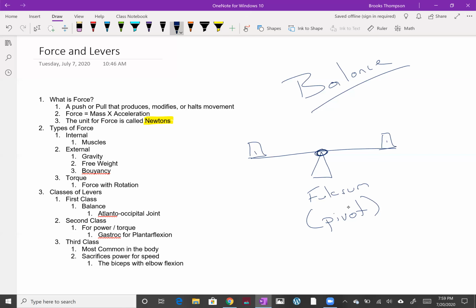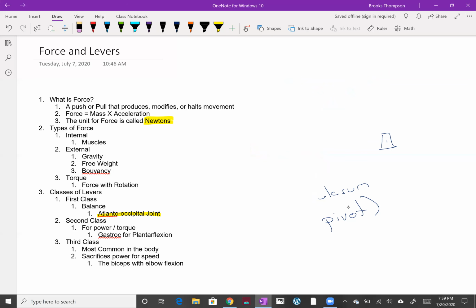Our example in the body is the atlanto-occipital joint. So that is where the skull rests on the atlas, or C1. And when posture is optimal, the body doesn't have to use a lot of energy to keep your head from falling forward or backward. Now, when you start to change that posture, now it puts more stress on muscles to hold it up because we are no longer using our advantage of that first class lever. Second class lever.